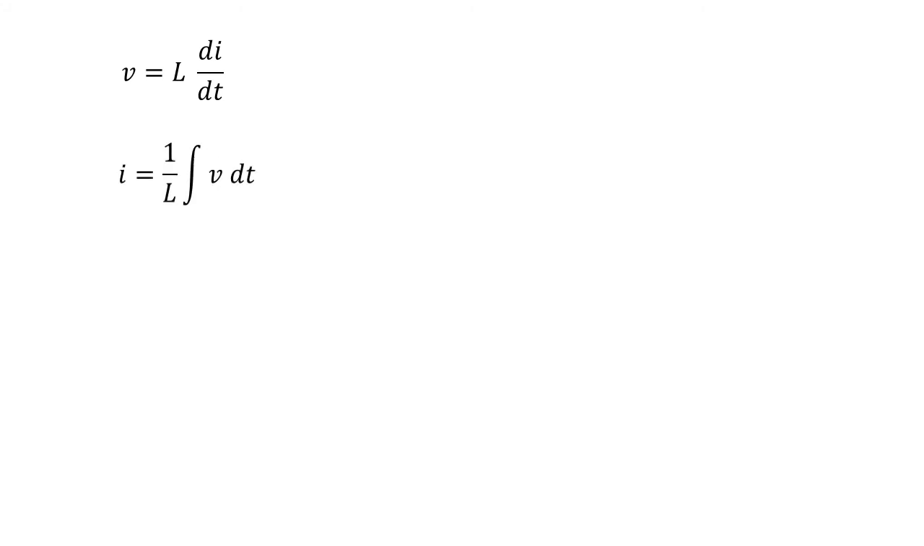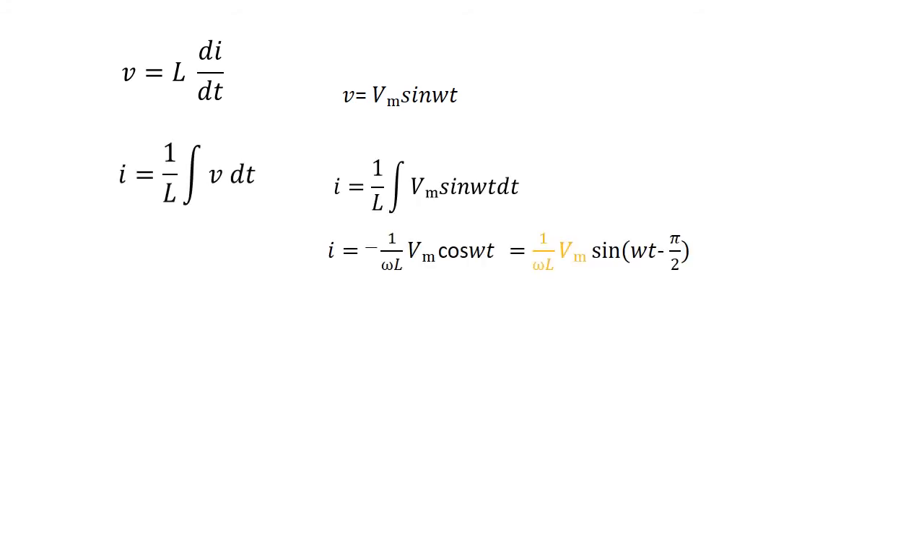Now let's look into the current and voltage relation in an inductor. We have the equation, and this can also be written as, now if we suppose the value of voltage as Vm sin omega t and use the integral equation to find the expression of current, we get a solution like this.